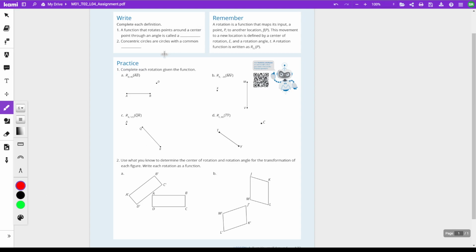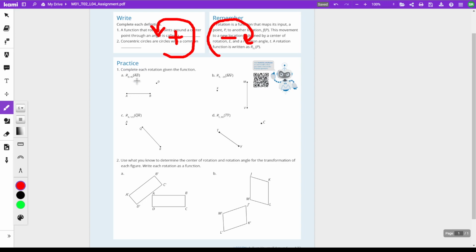So a positive rotation is going to be considered a counterclockwise rotation. And a negative rotation is going to be considered a clockwise rotation. Okay, so here we have positive, here we have negative.